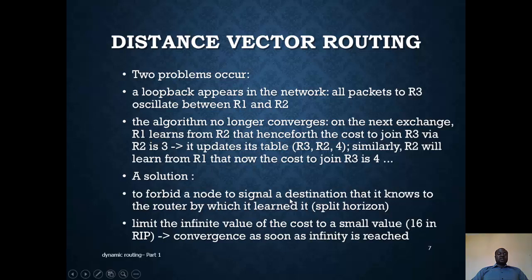Now, the solution is to forbid a node to signal a destination that is known. The router by which it is learned will use what we call split horizon, and limit the infinite value of the cost to a small value, 16 in Routing Information Protocol. So as soon as infinity is reached, convergence occurs.